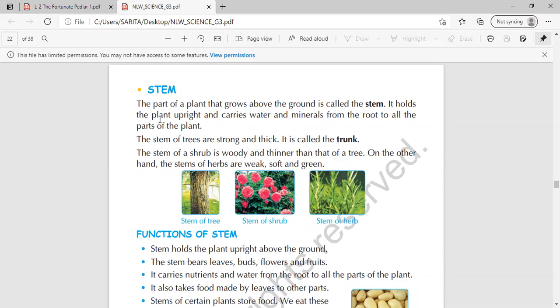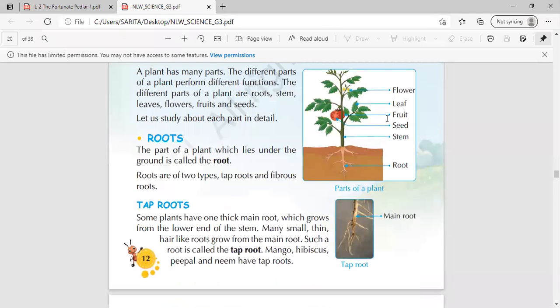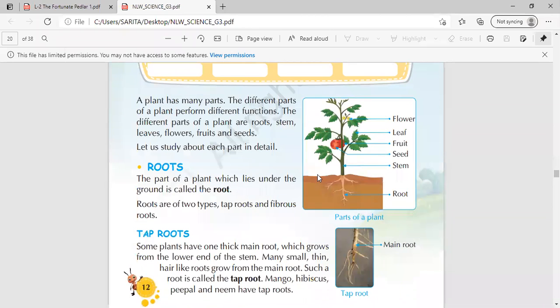Okay, let's read now. The part of a plant that grows above the ground is called the stem. Once again, look at the picture. This was below the ground and this is above the ground. The part that grows above the ground is called stem. This is the stem, this one. Right?